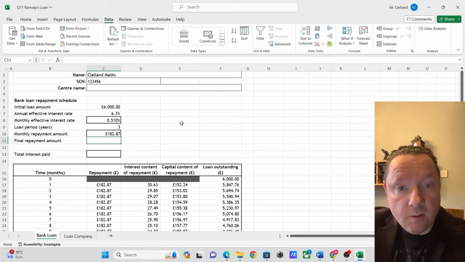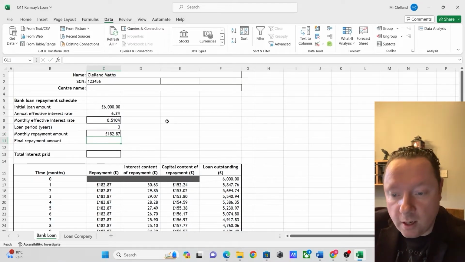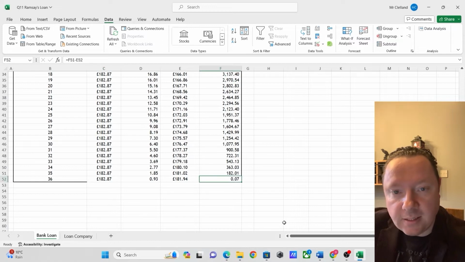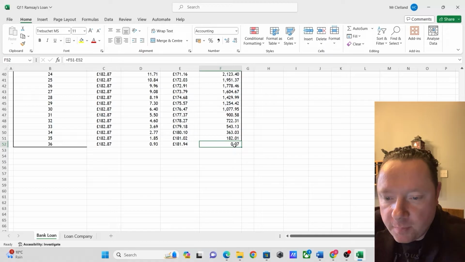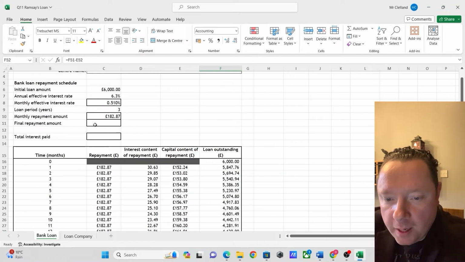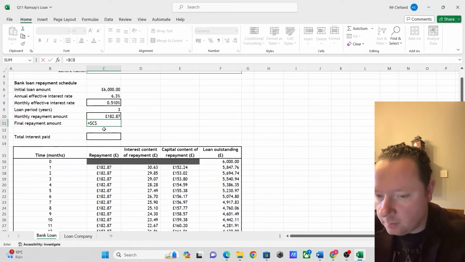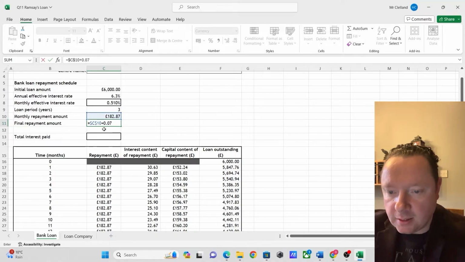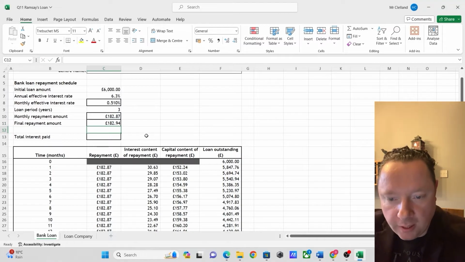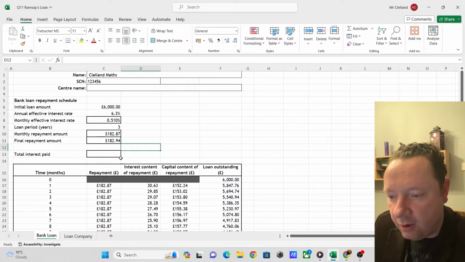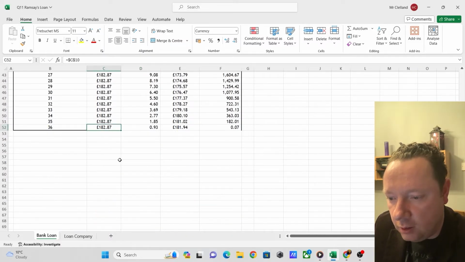And then our final repayment amount will need to be adjusted as well because we've got this extra 7 pence hanging about. We don't want that 7 pence. To deal with that, we just add the 7 pence onto 182.87. So for our final repayment amount, it equals $C$10 plus 7 pence, which is 182.94. So adjusting that final amount is 182.94.